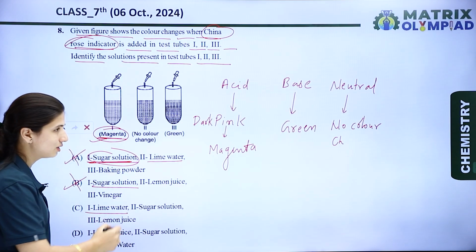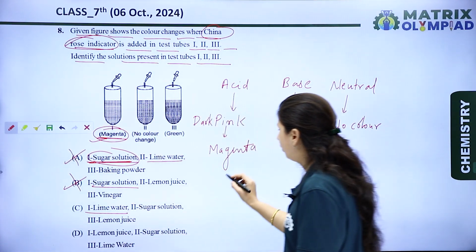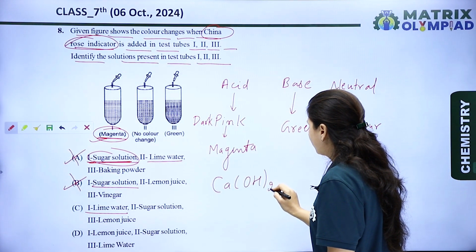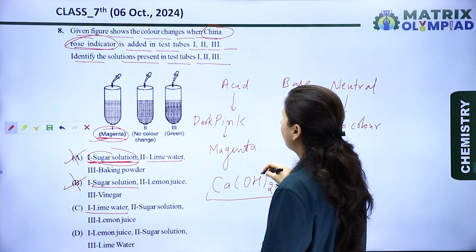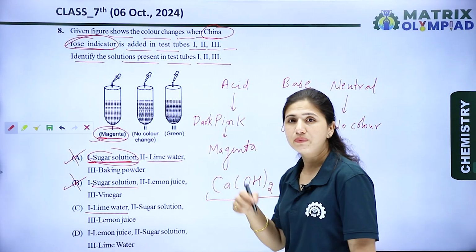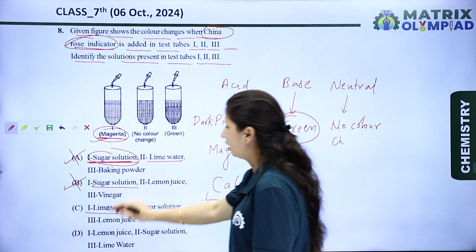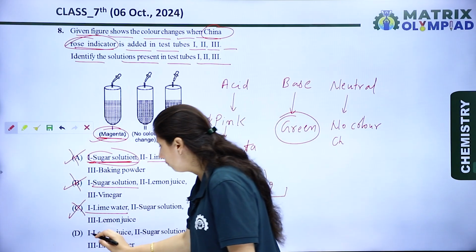Now in option C, the first is lime water. We know that lime water is a solution of calcium hydroxide, and it is basic in nature, and when we add China rose to any base, it converts into green color, not magenta color. So C is also a wrong option. Now let's see option D.